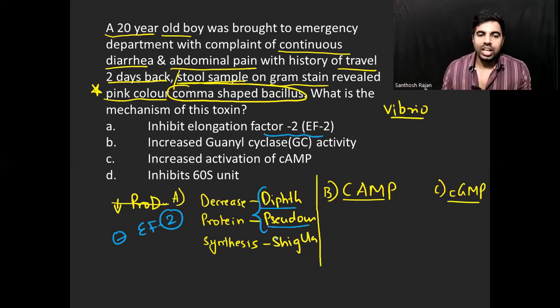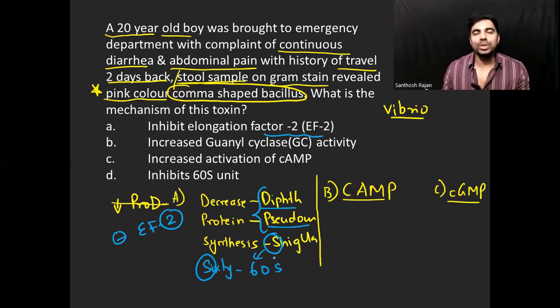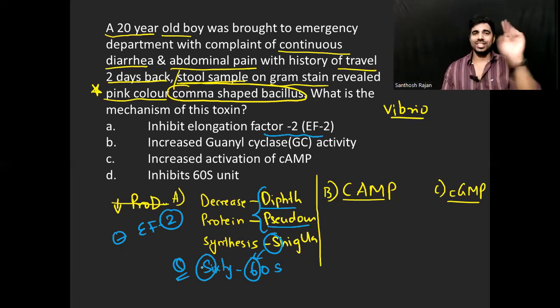Shigella is very easy because Shigella sounds like Sheila, and Sheila's age is 60. For exam purposes, remember 60. A question was asked: which bacteria inhibits the 60S subunit of the ribosome? Shigella. So Shigella inhibits the 60S subunit and decreases the protein synthesis.